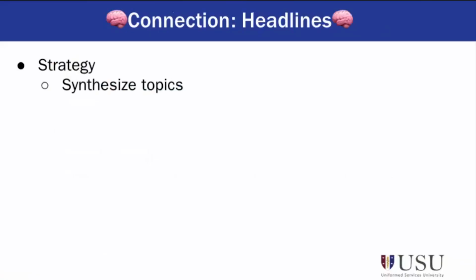Our third strategy for the connection category is called headlines. The purpose of this strategy is to synthesize topics. That is an incredibly difficult skill. The strategy sounds simple enough, but this skill of synthesizing, of encapsulating is very challenging and requires a lot of higher level thinking. So here's how headlines works.